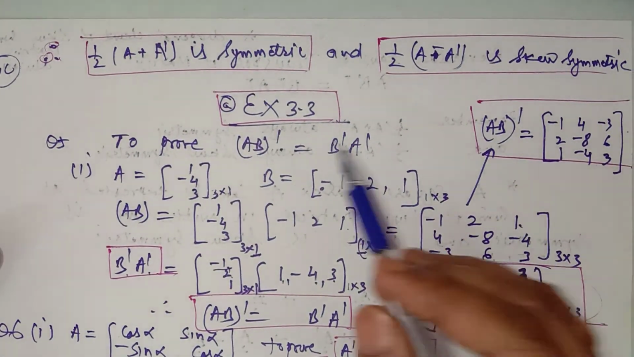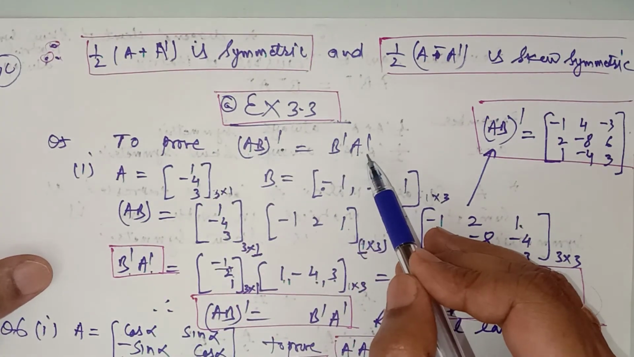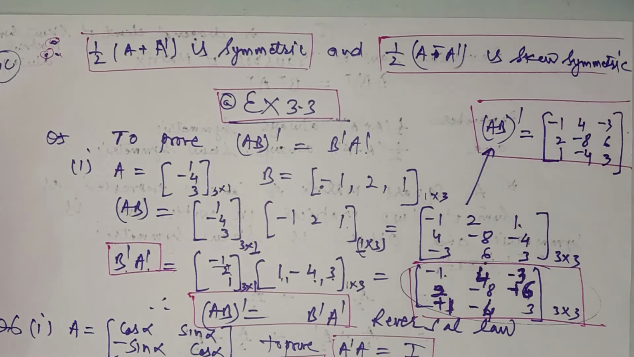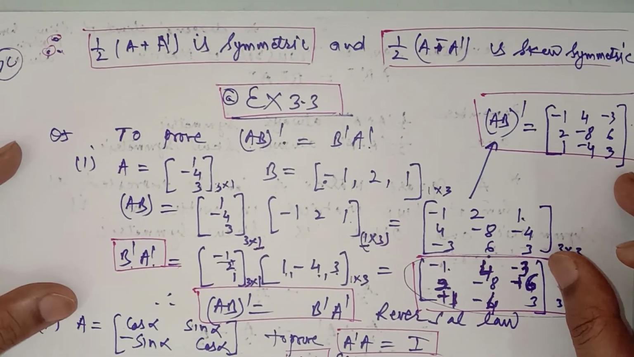Now in exercise 3.3, you have to prove that (AB) transpose is equal to B transpose A transpose. That is the reversal law you have to prove in question number 5. And in questions number 1, 2, 3, 4, we have to find simply the transpose of the matrices, which we have already discussed in the beginning of this exercise.